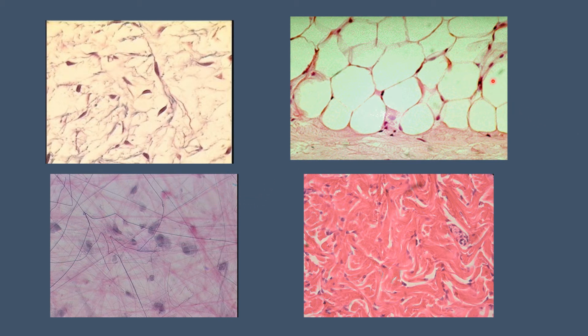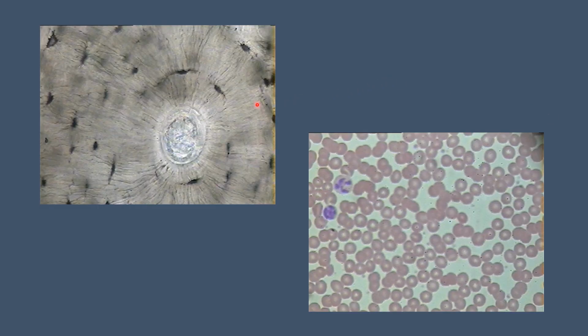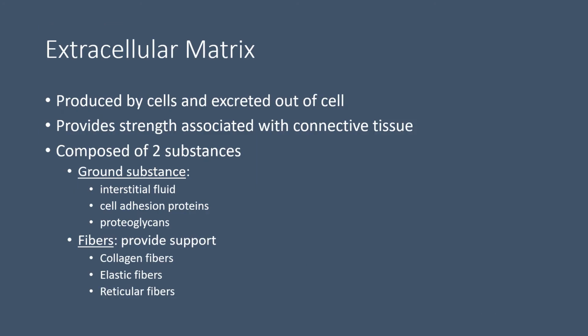For some cells, it's just mostly the cell. In this case, this is adipose, which is fat cells. And then over here, very distinctive, this is your bone. You have cells here, and then blood down here in this picture. The extracellular matrix, as I said, that is that material that's outside the cells, between the cells. It's being produced by the cells and then excreted out. It does help provide a lot of additional strength to that tissue.